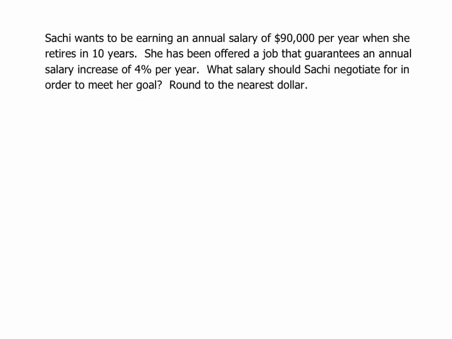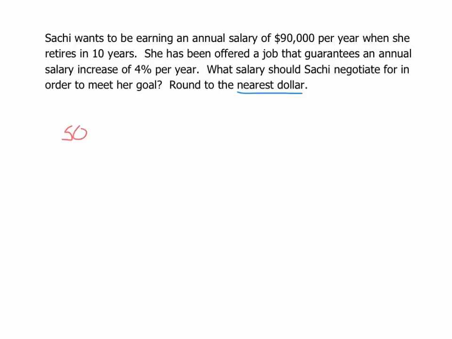Let's look at another example. In this example, Sachi wants to be earning an annual salary of $90,000 per year when she retires in 10 years. She's been offered a job that guarantees an annual salary increase of 4% per year. What salary should she negotiate in order to meet her goal of $90,000 when she retires? We're supposed to round to the nearest dollar. So first, let's think, is this a compound interest situation or is it just a regular simple interest situation?